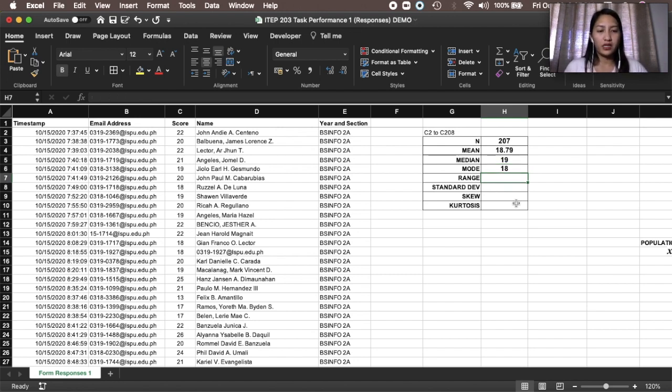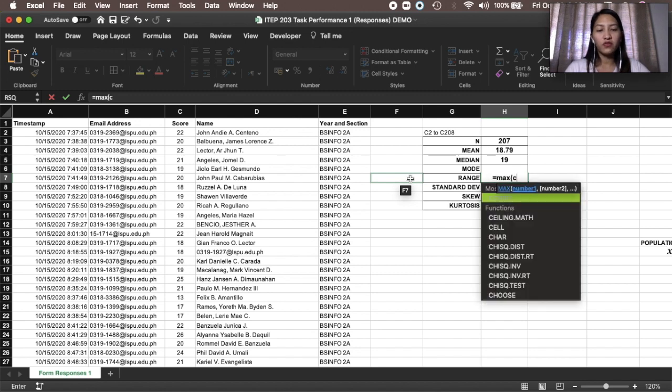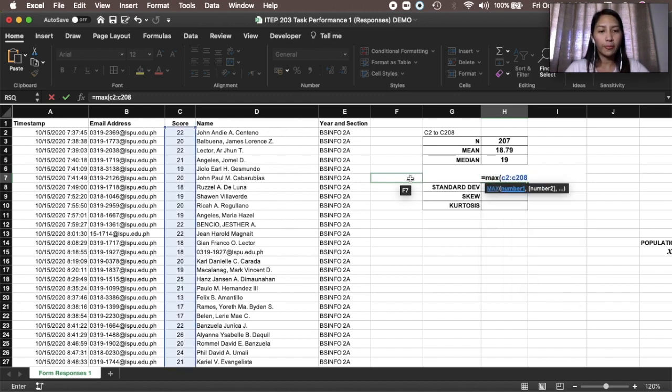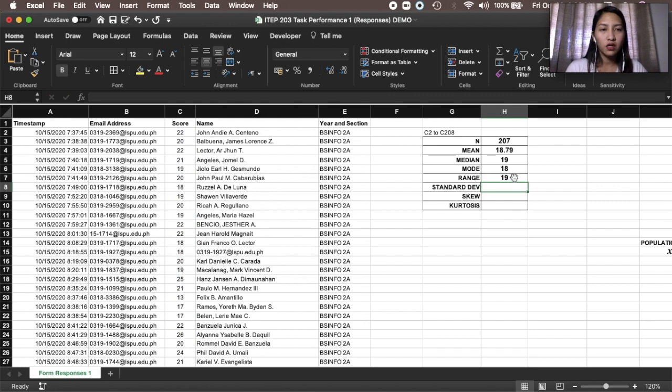Ang range naman, to get the range, ang formula na kailangan mo dyan is, you have to get the maximum value from C2 hanggang C208 minus the minimum value of same range C2 and C208. So, ito yung ating formula. Maximum number minus minimum number, and then if you're gonna press enter, it will return 19. So, 19 yung range ng scores. Ganon ka daming values, or 19 lang talaga yung values ng mga data natin. Okay? Or yung variation ng data natin.